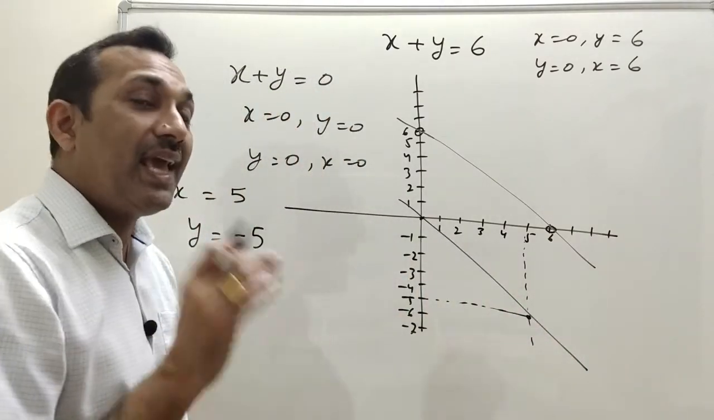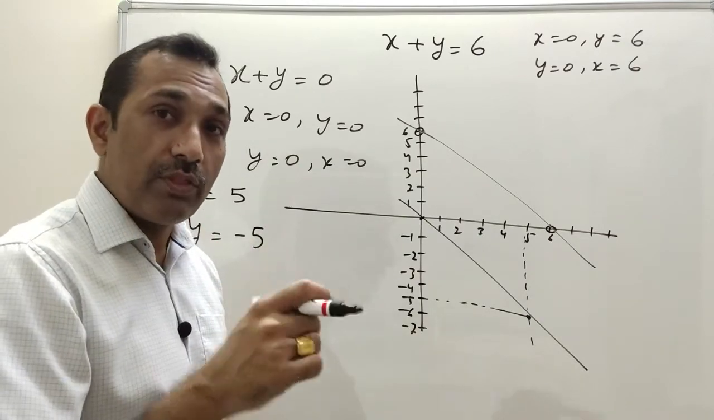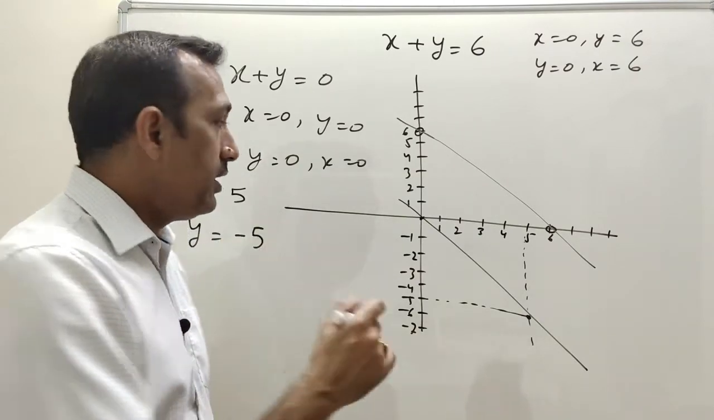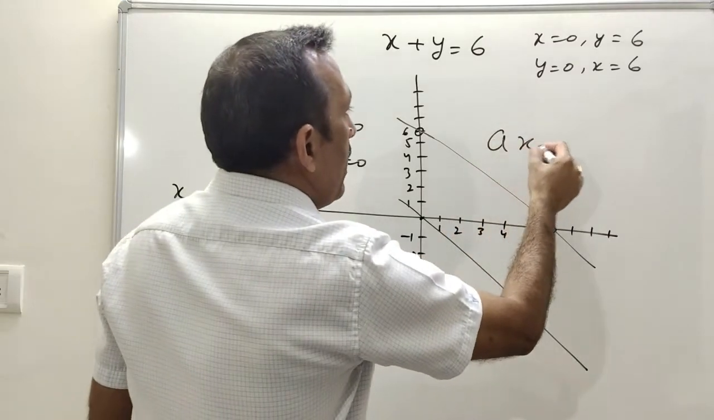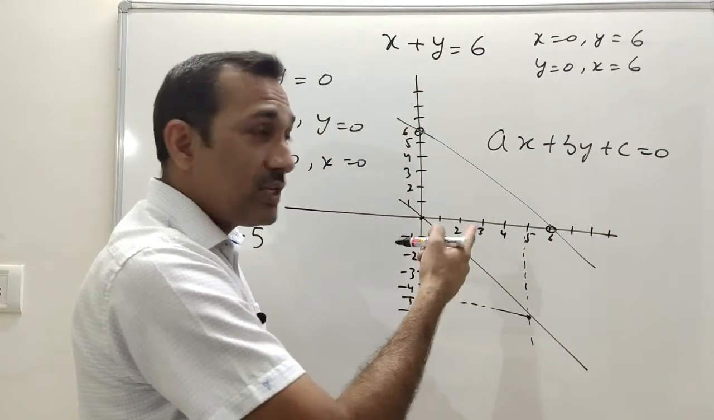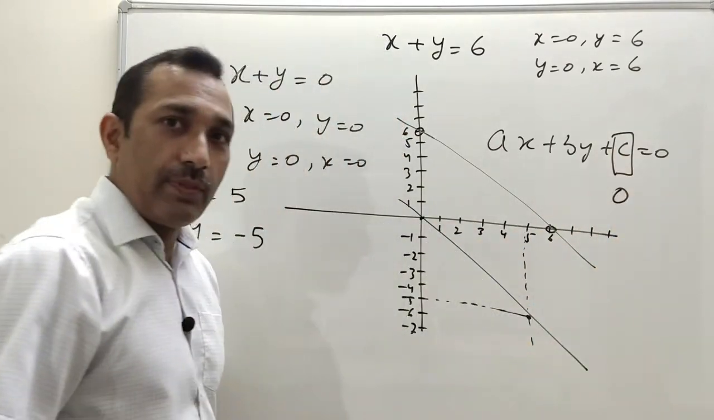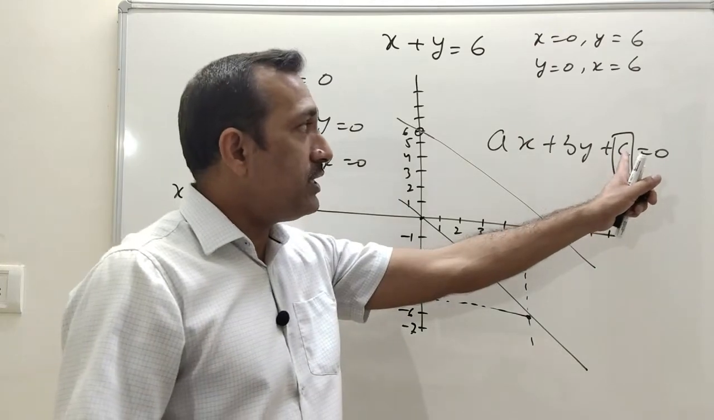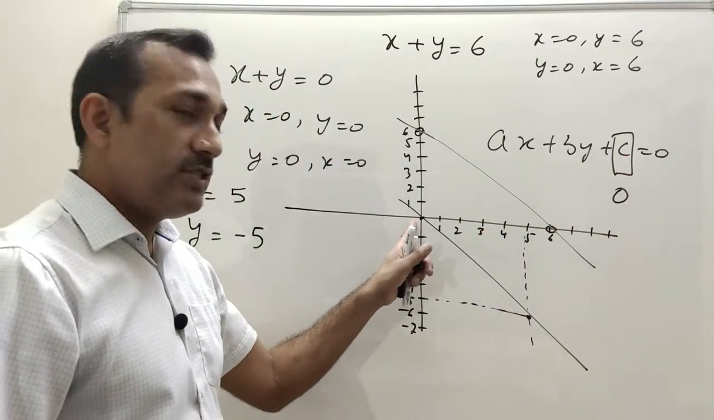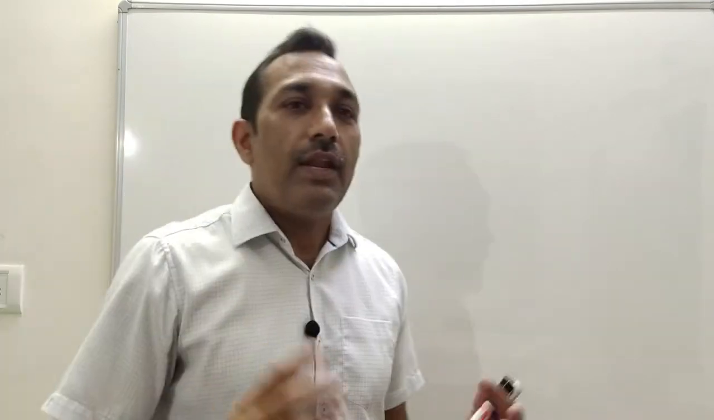That means if the value of c is 0, that means when the value of c in ax plus by plus c equal to 0, in this standard form, is 0, again I am repeating, when the value of c is 0, then the line passes through the origin 0 0, right? Now let's form one more equation.